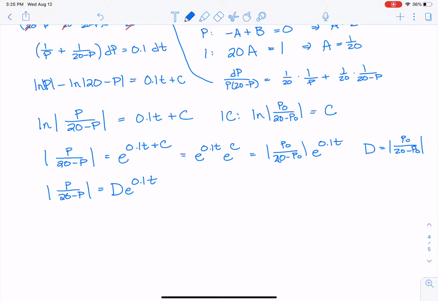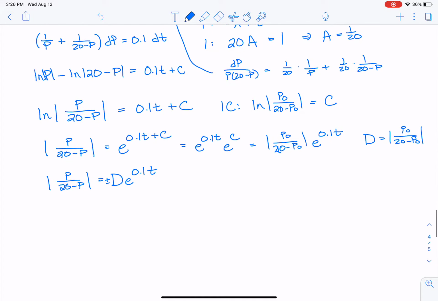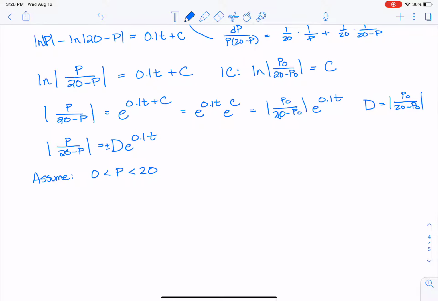Okay, so at this point, we have to ask ourselves, when we drop the absolute values, is this going to be a plus or a minus? So we want to look at a specific case for the moment. We're going to assume that p is between 0 and 20. Now, we can make these kinds of assumptions. We could have also considered a negative p, or a p that was bigger than 20. I'm just going to solve in this case, and then you would have to do something similar in the other cases. Okay? In that case, we're going to end up with a positive.